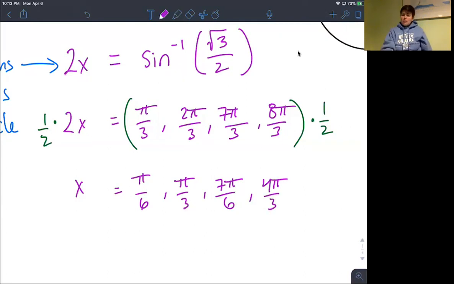Y'all, do you notice something about those 4 angles? Are they all between 0 and 2 pi? Yes, they are, because we found all of the ones between 0 and 4 pi and then divided by 2. So these are the ones between 0 and 2 pi.